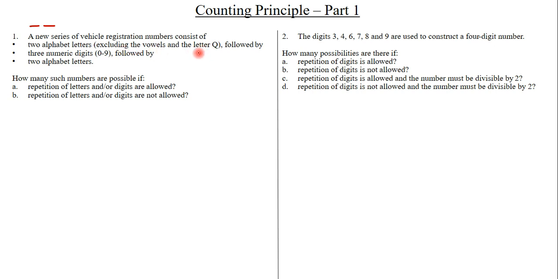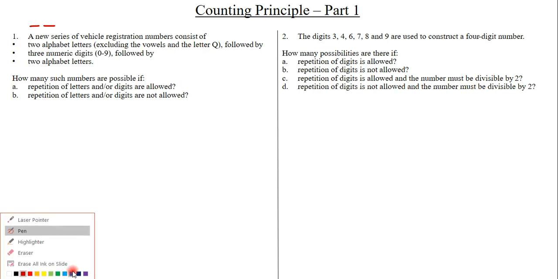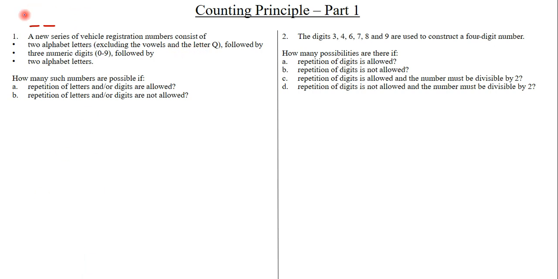Now we know that there are 26 alphabet letters. But if we exclude the vowels, which are 5 of them, and the letter Q, which makes 6 letters to exclude, it means we are only allowed to use 20 letters. We have 20 options.